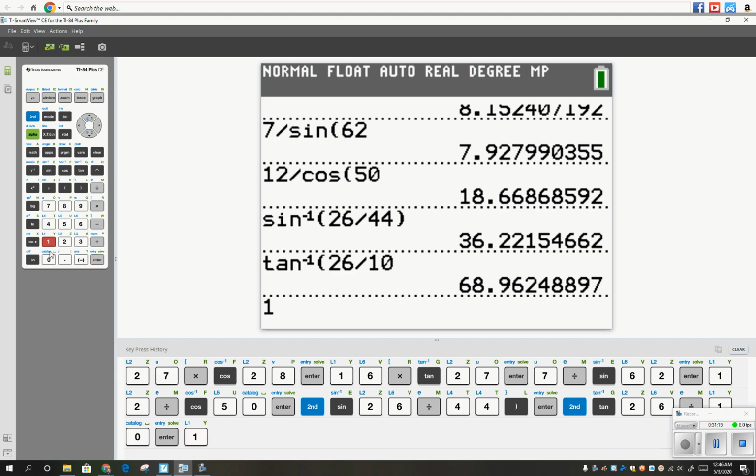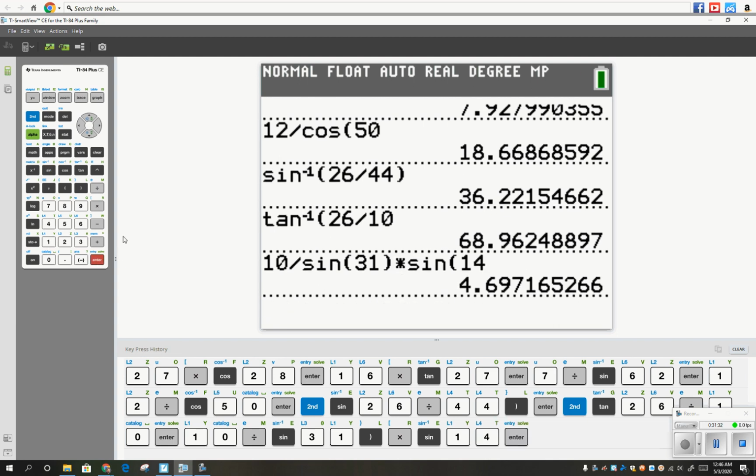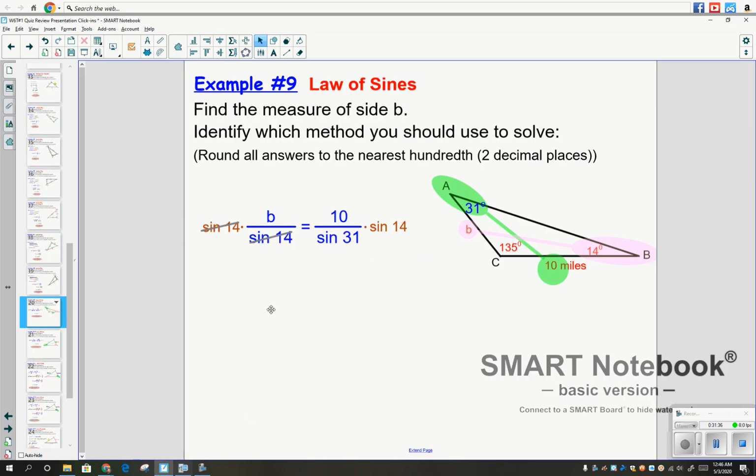Type this into my calculator. 10 divided by sine of 31. Make sure you close the parentheses after the 31 before you multiply that by sine of 14. And I end up with 4.697. Remember, don't round until our final answer, which rounds to 4.70 or 4.7 miles.